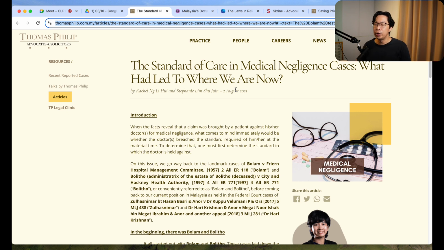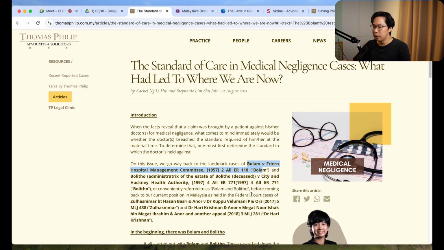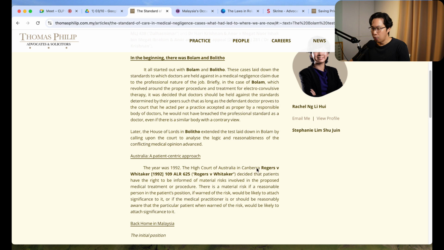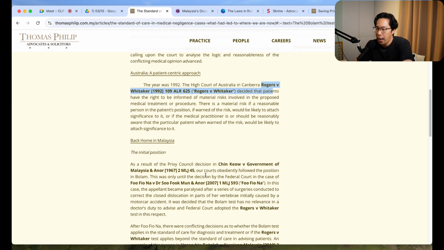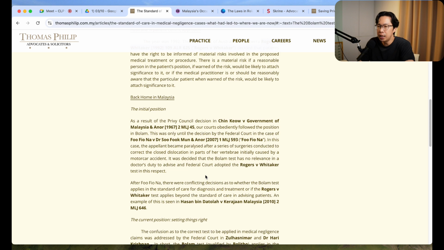For every standard of care when it comes to medical negligence, there are always two cases being quoted. These are the UK case and the Australian case. One is the Bolam case. Second is Rogers, the Australian case of Rogers and Whitaker. So, in the beginning, there was only Bolam. Then came Rogers and Whitaker. They separated it into two different things.